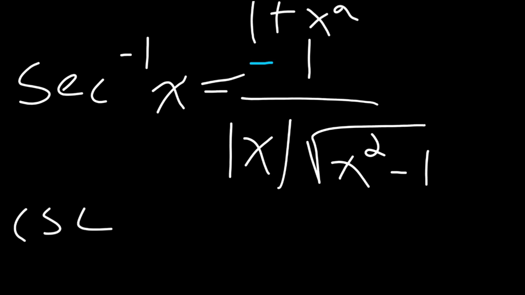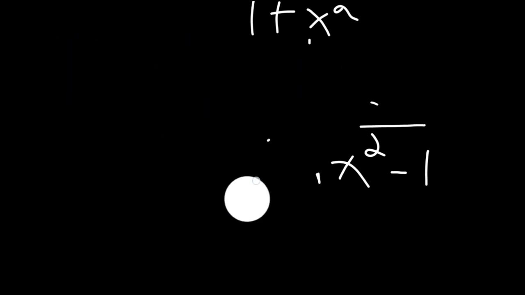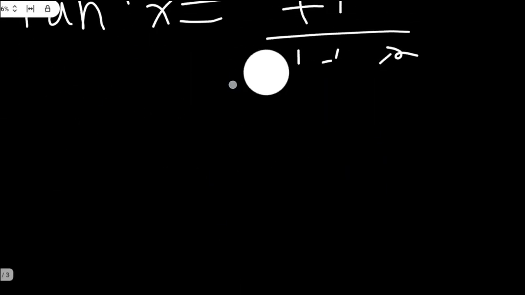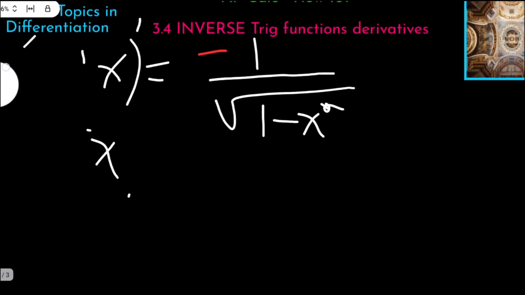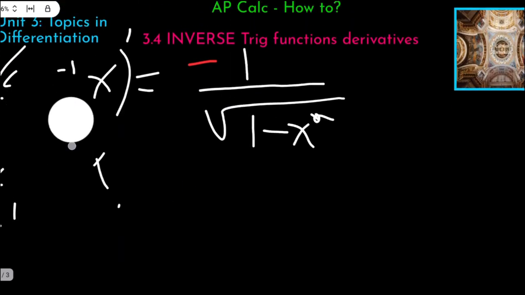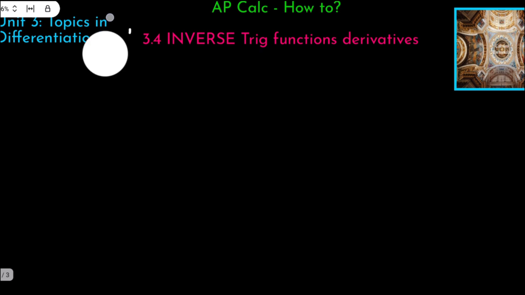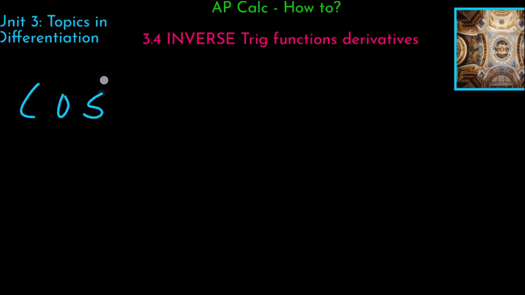Alright, now we're going to do a couple example problems where we're going to have to incorporate the chain rule, and let's get some practice in here. Okay, so our first example is going to be cosine inverse of 5x squared.